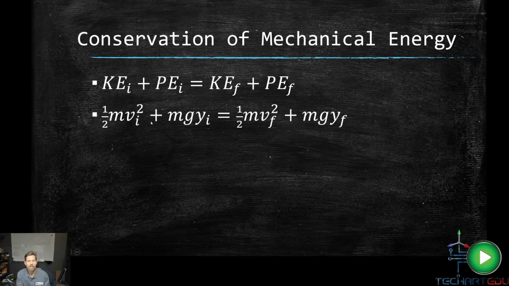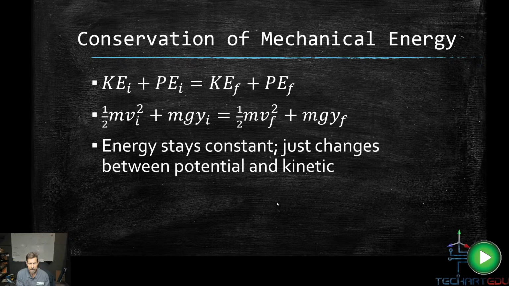And all I did was replace the energies here with their equivalent formulas. Nothing really too complicated. But that's just saying that energy stays constant. And it just changes between potential and kinetic energy. So really, that's all that happens. The amount of energy in the world kind of stays the same. It's just getting transferred from kinetic energy to potential energy back to kinetic energy.